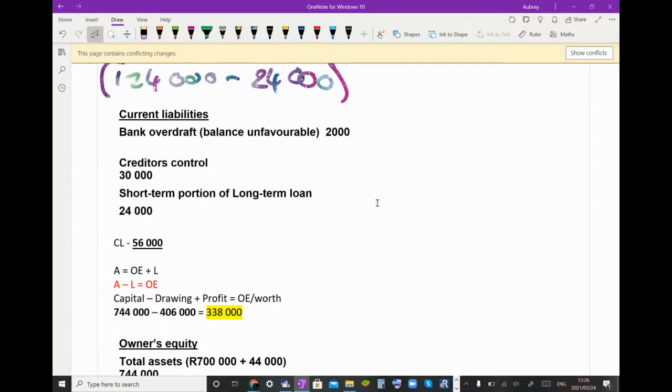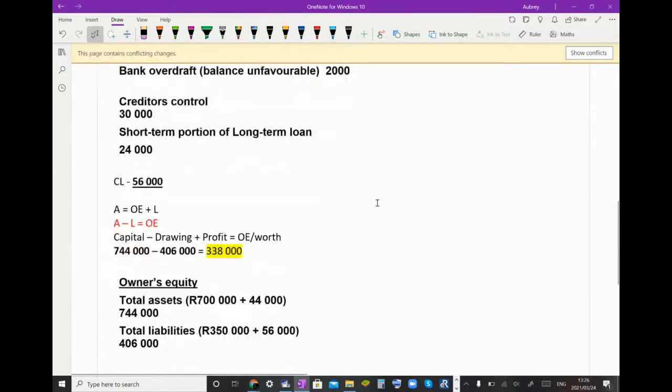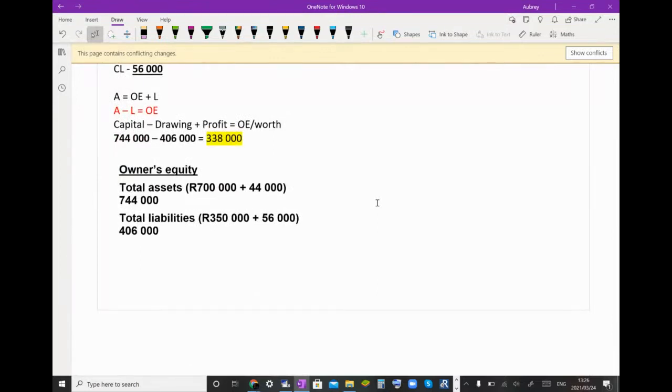Okay. So we had done everything that needed to be done there, and then obviously the last thing they asked for us to do is to calculate the equity in the business. Okay. How did we calculate the equity in the business? Yes, 100% is on the board. All right. And as you can see, the first formula that we had was the accounting equation. The assets is equal to owner's equity.